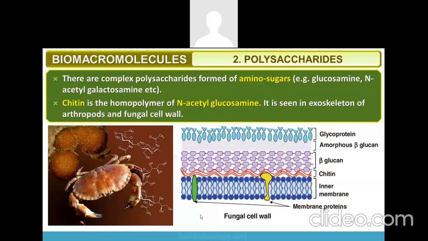So starch is a homopolymer of glucose. Cellulose is again a glucose polymer, but cellulose is found basically in the cell wall, while starch is a storage food material. Glycogen is again a homopolymer of glucose, but is found as a storage food material in animals, and inulin is a homopolymer of fructose.